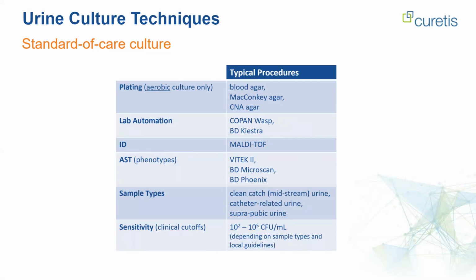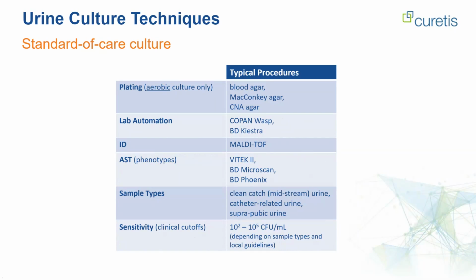The first thing you do, and you heard this from Huan, when a urine sample arrives in the lab, is plating. Here you use aerobic selective culture media for different types of organisms, like for gram-positive or gram-negative bacteria or fungi. Larger labs often apply here a certain degree of lab automation, for example, using a Copan WASP or a BD Kiestra. The identity of organisms is typically determined by MALDI-TOF, and antimicrobial susceptibility tests are performed by devices like VITEK or MicroScan.